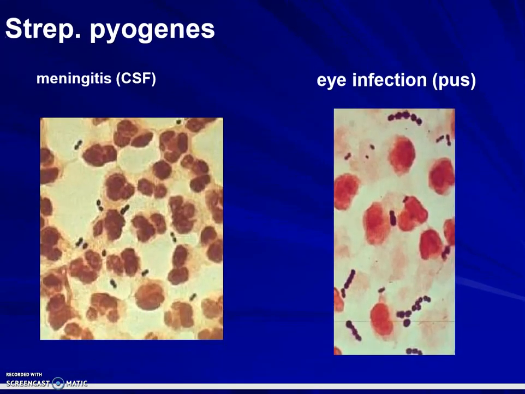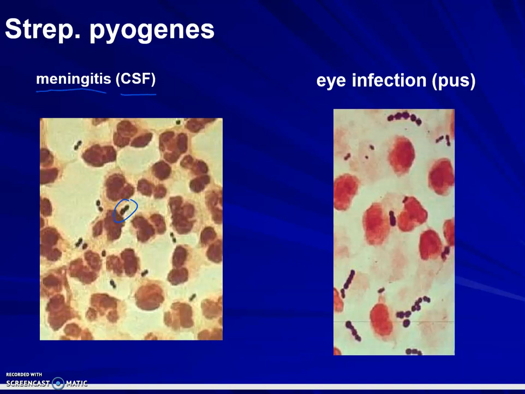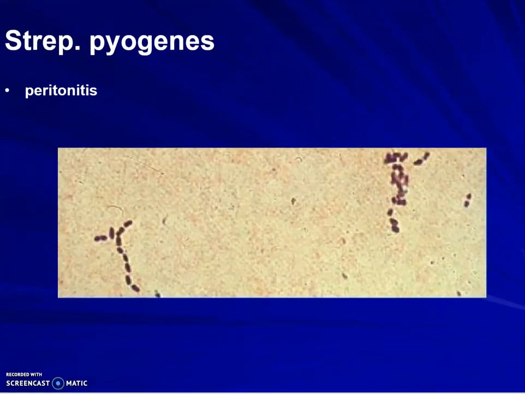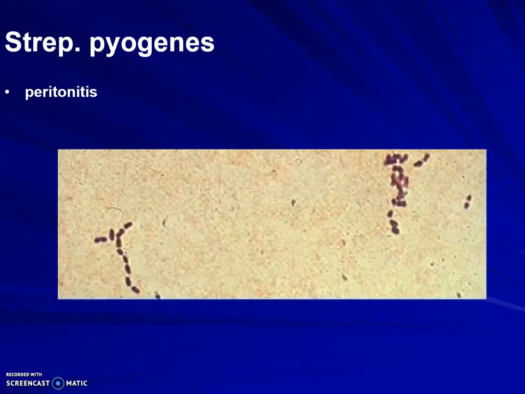Okay. Here's Streptococcus pyogenes meningitis. So you have the Streptococci, these gram-positive cocci in chains. You have them as a meningitis in the cerebrospinal fluid, CSF. And here, somebody in the pus of an eye infection. You also have the Streptococci, the cocci in chains. And here's peritonitis. There again, the gram-positive cocci in chains, so caused by Streptococcus pyogenes.